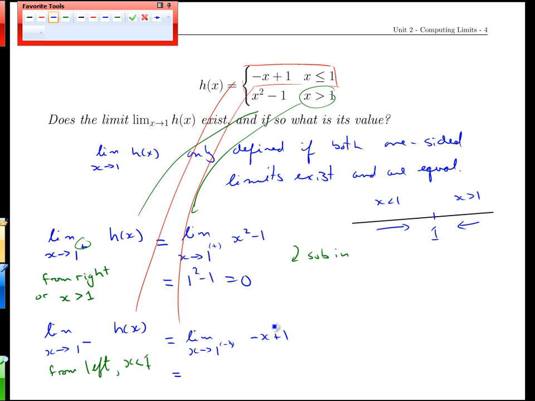Again, this function now by itself is nice and continuous. So the limit evaluation is just plugging in. So we have minus 1 plus 1, which is equal to 0. All right. So both one-sided limits exist.